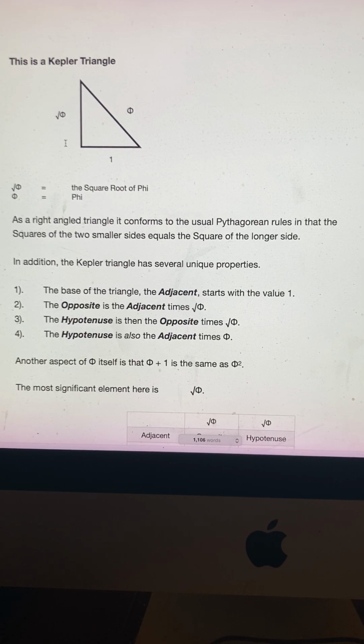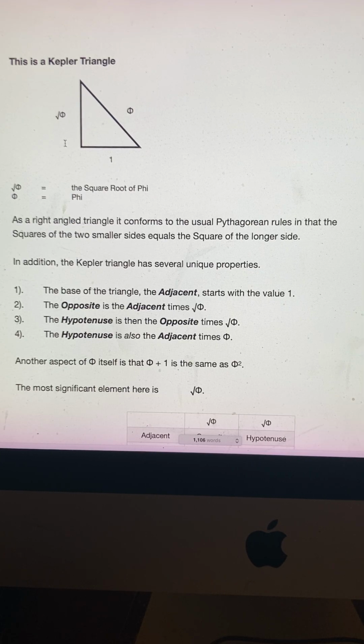This is a Kepler triangle. As a right-angled triangle, it conforms to the usual Pythagorean rules in that the squares of the two smaller sides equals the square of the longest side. In addition, the Kepler triangle has several unique properties.